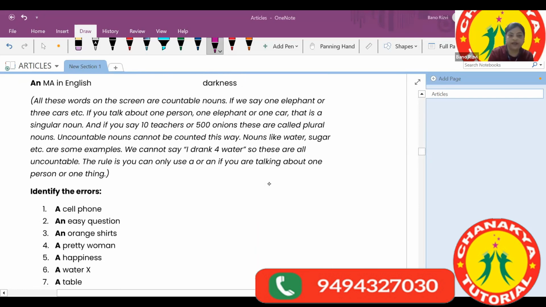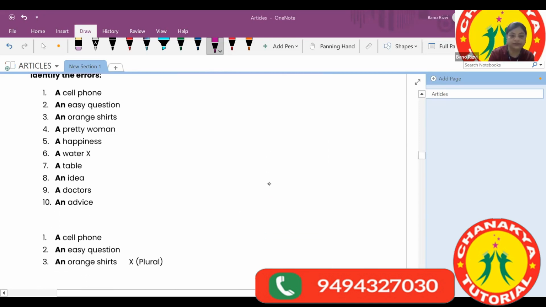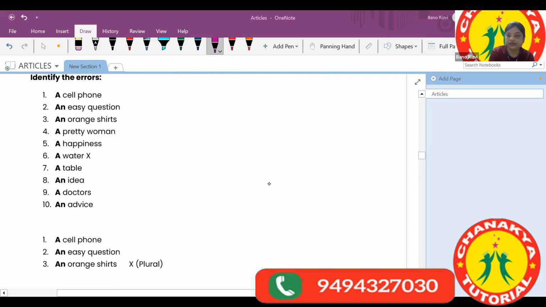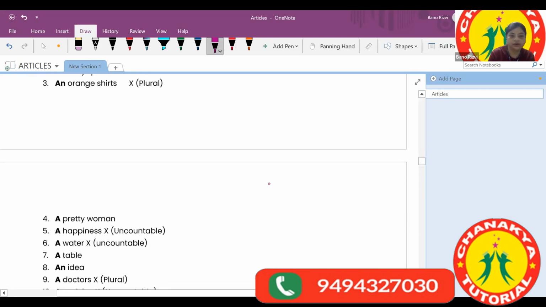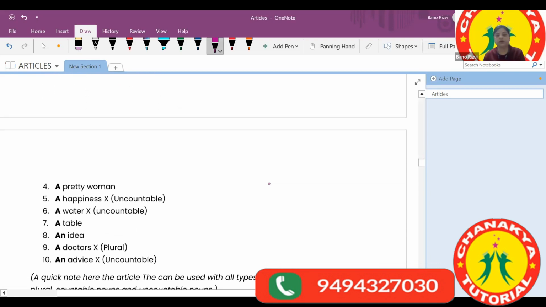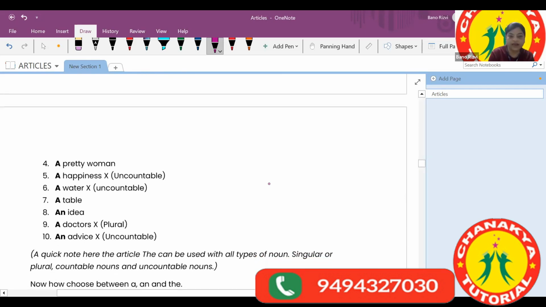Now let us identify the error. A cell phone, an easy question. Okay, an orange shirts. Shirts is plural here. A pretty woman, it is one, means a pretty woman is one. A also means single. Okay, a water, we do not say a water because it is uncountable. A table, an idea, a doctor, an advice. Happiness is also uncountable, water is also uncountable, doctors is plural. Okay, now advice is also uncountable.